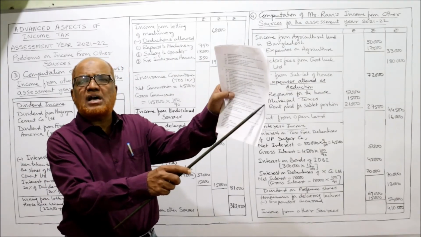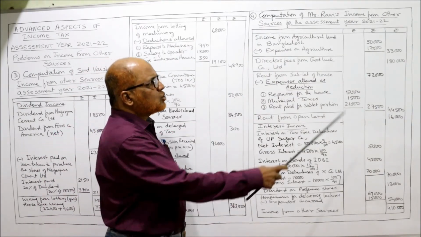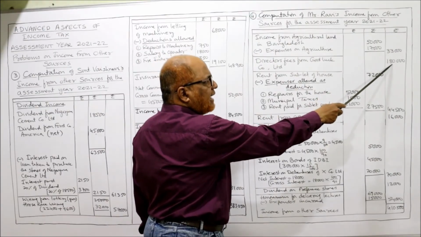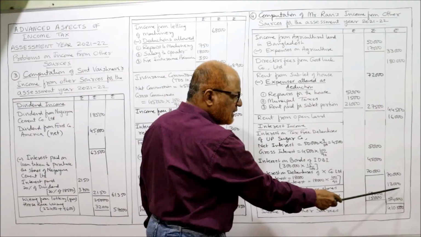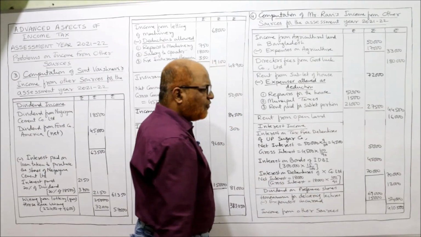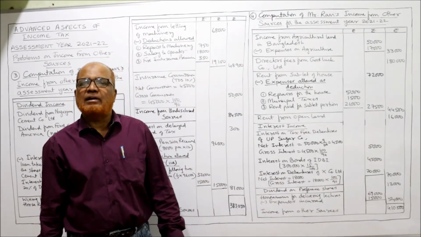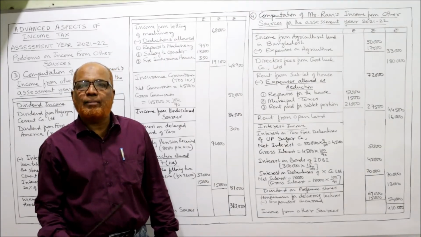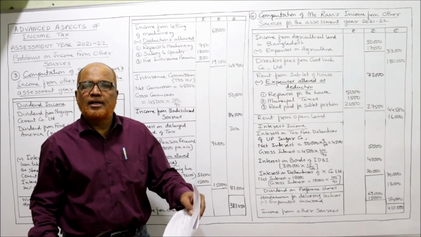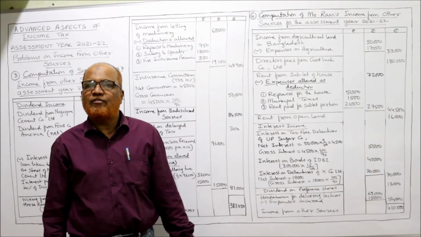That's all the points I have taken. Now simply take the total: 33,000 plus 1,80,000 plus 44,500 plus 16,000 plus 70,000 plus 13,000 plus 54,000. 4,10,500. 4,10,500 is the income from other sources. That's all. This is the end of problem number 4.